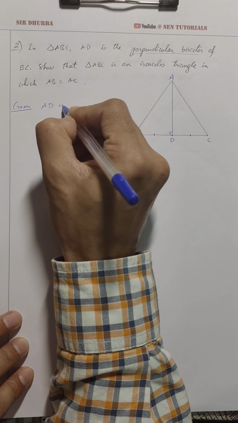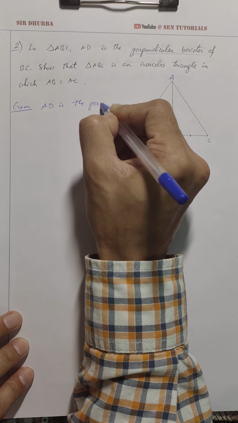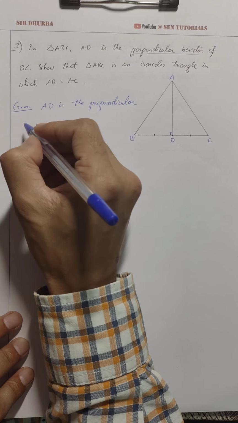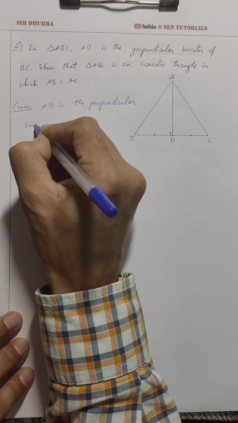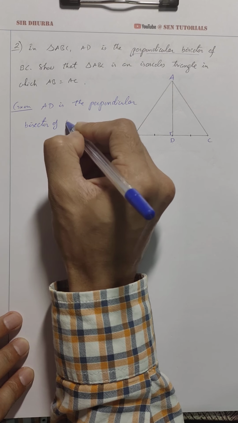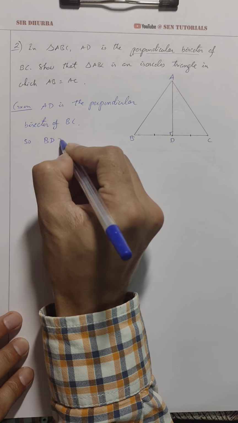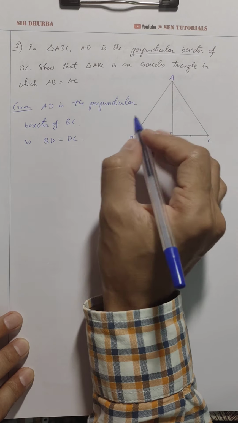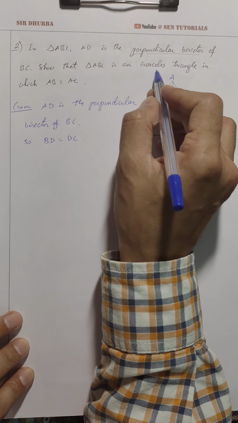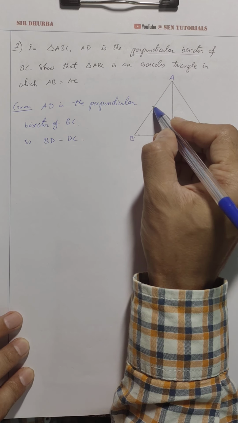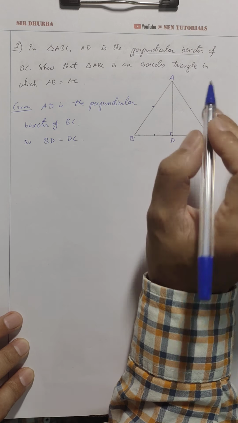Given AD is the perpendicular bisector of BC, so BD is equal to DC. Alright, that is given. Show that triangle ABC is an isosceles triangle in which AB is equal to AC. Isosceles means two sides are equal.